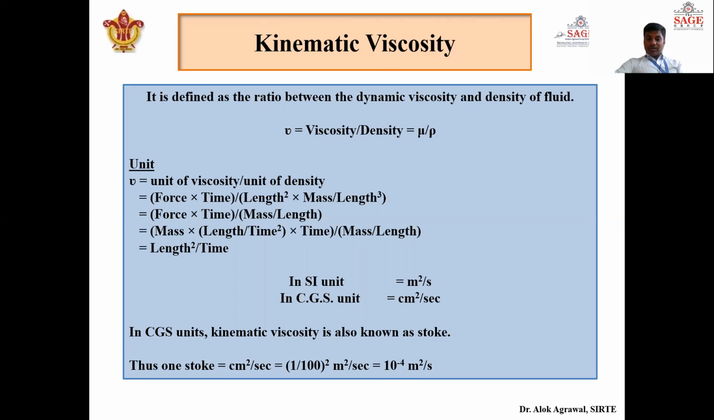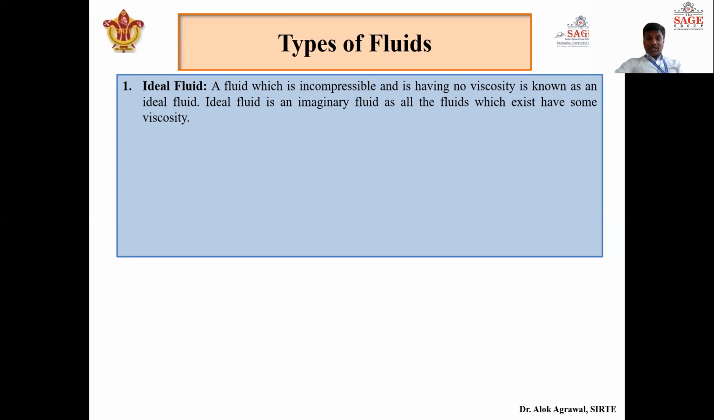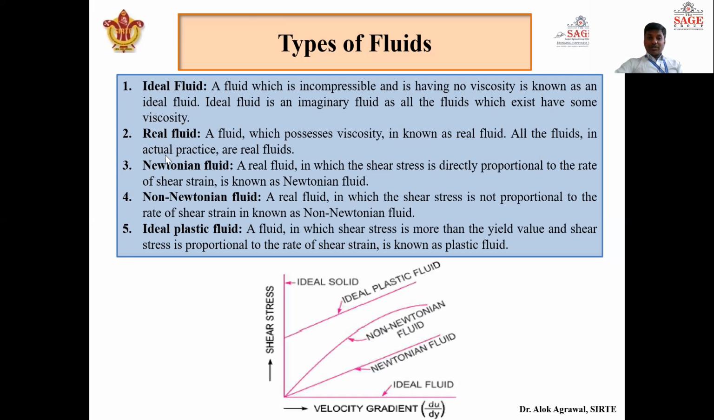So in today's class, we have seen what are fluids, okay? What is dynamic viscosity and its unit? We have seen what are Newtonian fluid and what are non-Newtonian fluid. Again, we have seen what is kinematic viscosity. One more thing is left, that is types of fluid. That is also very important, which is asked in exam. So generally, we have 5 types of fluid, that is ideal fluid, real fluid, Newtonian, non-Newtonian, and ideal plastic. Out of this, these 4 are of more importance.